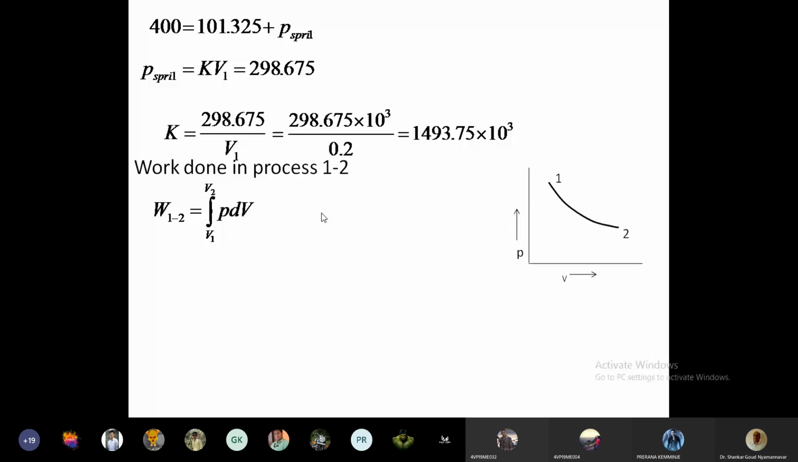Prashant, Alvin, Satmani, are you doing the calculation?